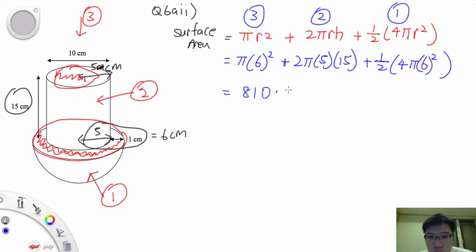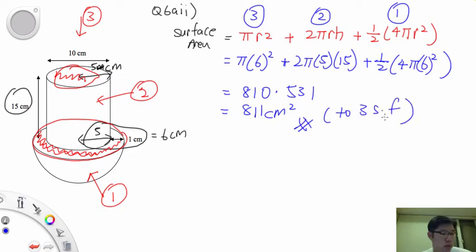Again, do not round off immediately. Always write down the answer from your calculator, then before you give your final answer up to 3 SF again. Cm square for this question. So this is your 6A part 2.